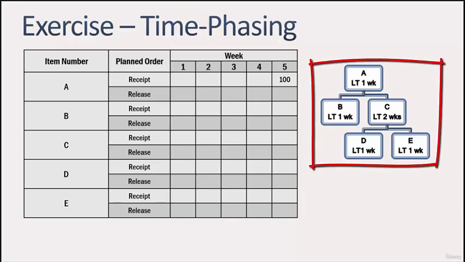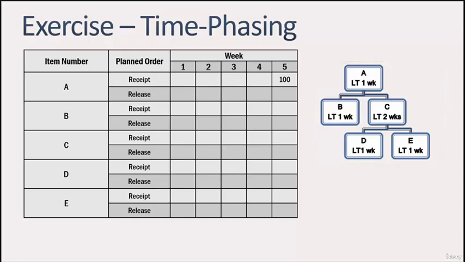Here I have a simple bill of material. Item A is the parent item, and items B, C, D, and E are the subcomponents. In this exercise, we'll be scheduling the periods in which orders will be started and completed for each of the items. For this example, we're referring to the starts and completions as releases and receipts. The goal is to have 100 pieces of item A completed in period 5. Let's now complete the schedule for all the items.